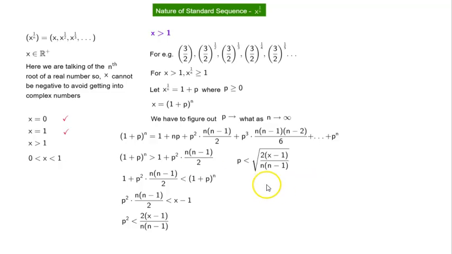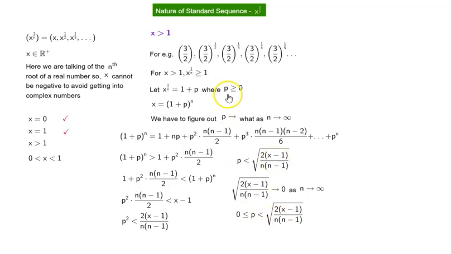And taking the square root on both sides, we get p is less than square root of 2 times (x minus 1) by n times (n minus 1). Now, square root of 2 times (x minus 1) by n times (n minus 1) goes to 0 as n goes to infinity.